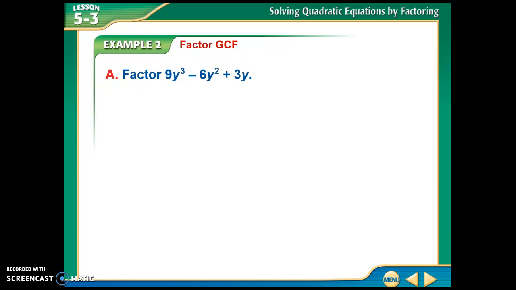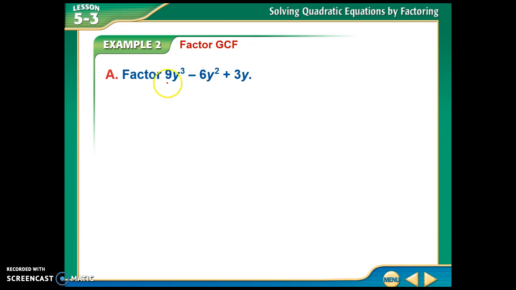So, GCF, greatest common factor. A factor is something that multiplies to get an expression. So, for example, the factors of 6 are 1 and 6, and 2 and 3. The greatest common factor is the biggest factor that goes into all of your terms. So I'm looking for the number and/or variable that goes into all three of these terms. We've got 9y cubed minus 6y squared plus 3y.